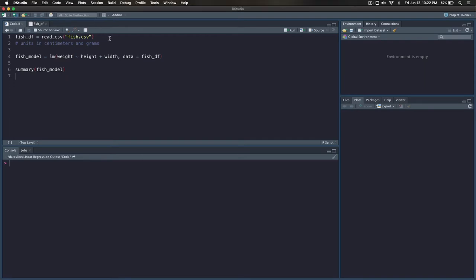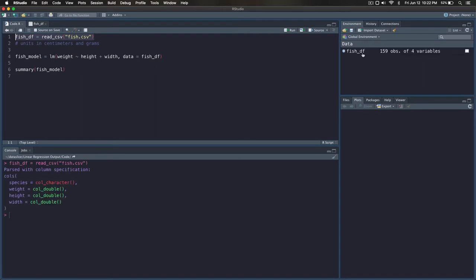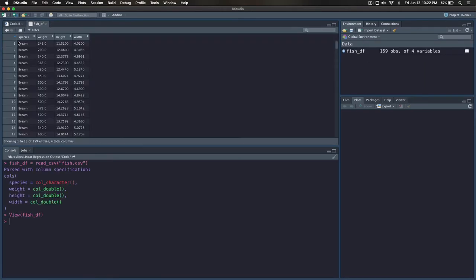So I found this fish market dataset online, and if we go ahead and open this up, you can see that there are four columns: the species, the weight, the height, and the width. And in this video, we're going to make a linear model to predict the weight based on the height and the width. But I want to preface this by saying I would probably include the species as a categorical variable, but we're going to leave it out just to keep it more simple.